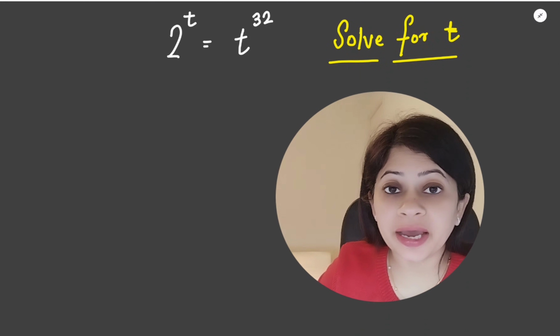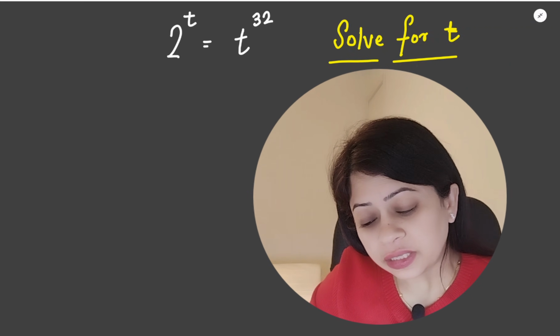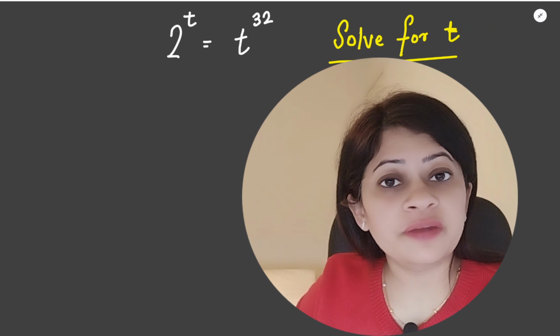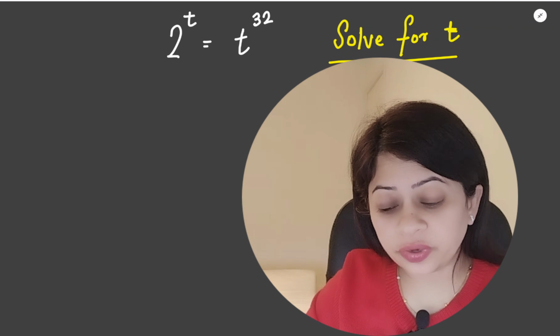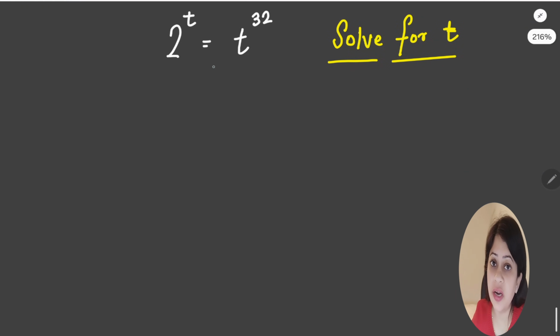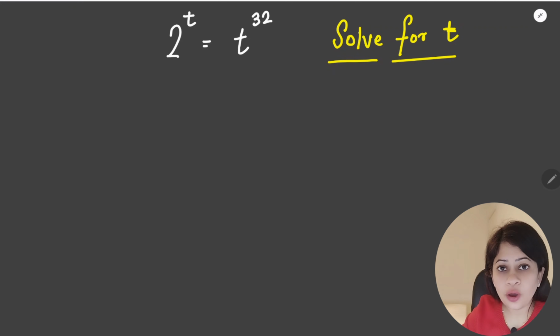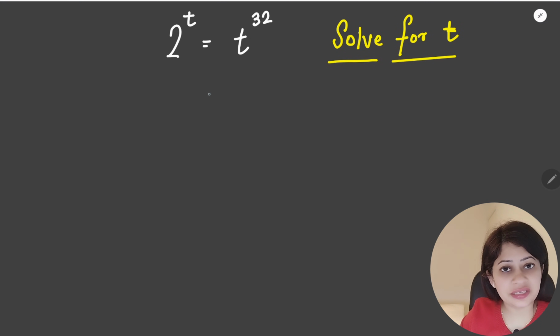So here we have a very important Maths Olympiad question. These types of questions I have done many times on my channel. In this question we have 2 raised to power t is equal to t raised to power 32, right? Can we somehow bring t on one side and constants on other side?